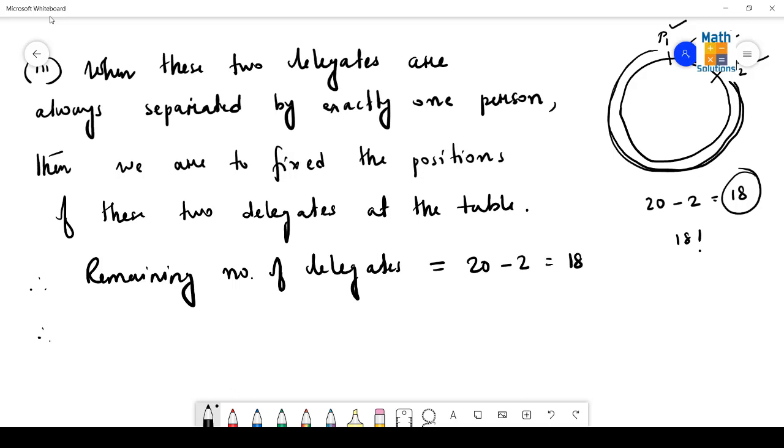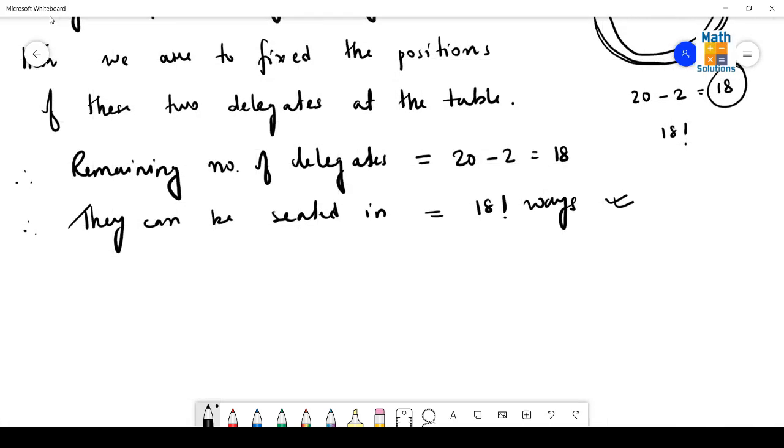Therefore, they can be seated in 18 factorial ways, as we have already kept the positions of two delegates fixed at the table. The remaining delegates can be seated in 18 factorial ways. Then after, we have to come to the next part.